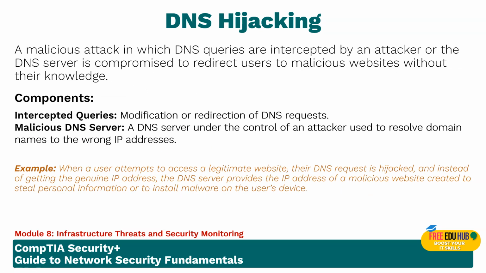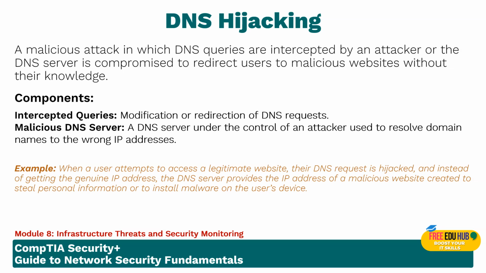Then we have DNS hijacking. DNS hijacking is a malicious attack in which DNS queries are intercepted by an attacker, or the DNS server is compromised, to redirect the user to a malicious website without their knowledge. It usually happens through malware on a user's computer or by compromising a DNS server directly. The result is that users are redirected to a malicious website without their knowledge, even if they type the correct web address into the browser. The technique can be used to steal information, to deliver malware, or to censor information, etc.